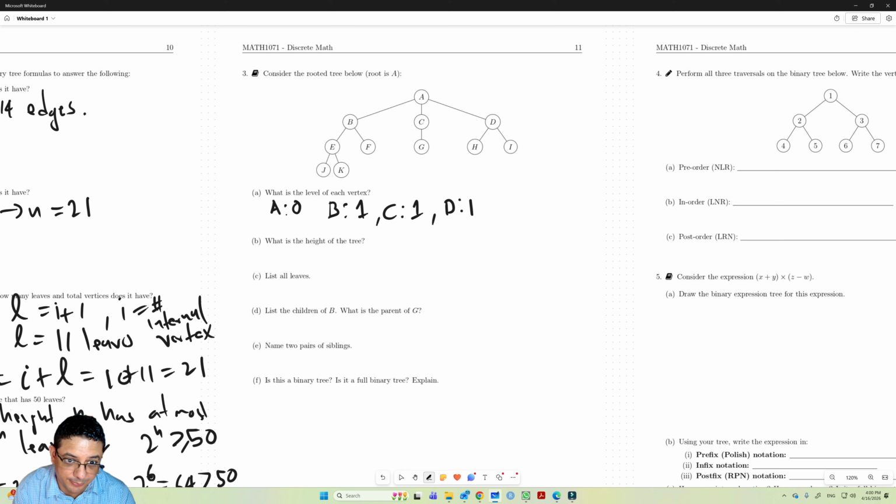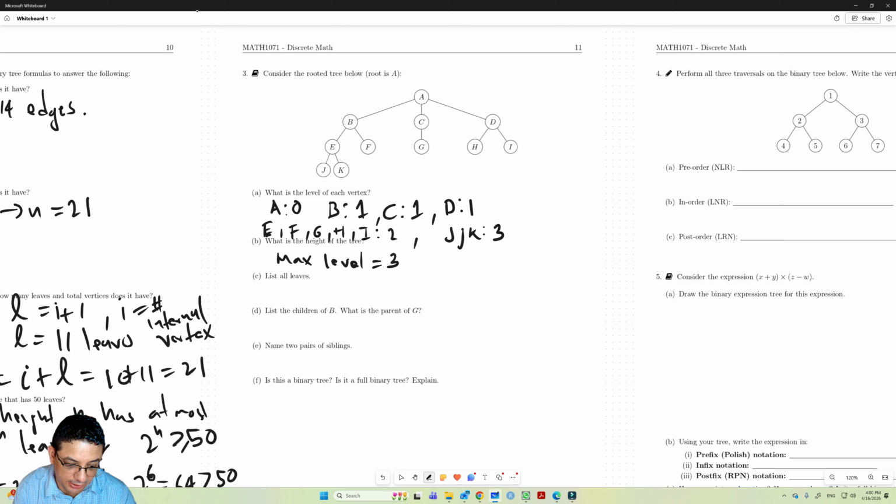So let's write that out. So E, F, G, H, and I are going to be level 2, and J and K are level 3. So now also, what is the height of the tree? Well, the height of the tree is the max level that is achieved. So in this case, we noted that the maximum level that we achieve is 3. And so that's going to be the height.